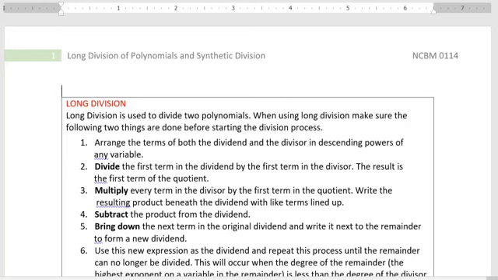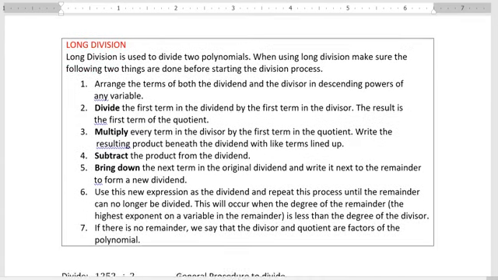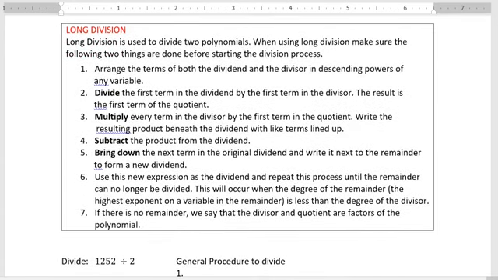Today we will be looking at long division of polynomials and synthetic division. And our main focus would be on synthetic division. So first let's talk about long division. Long division is used to divide two polynomials. And these are the steps that we'll follow.